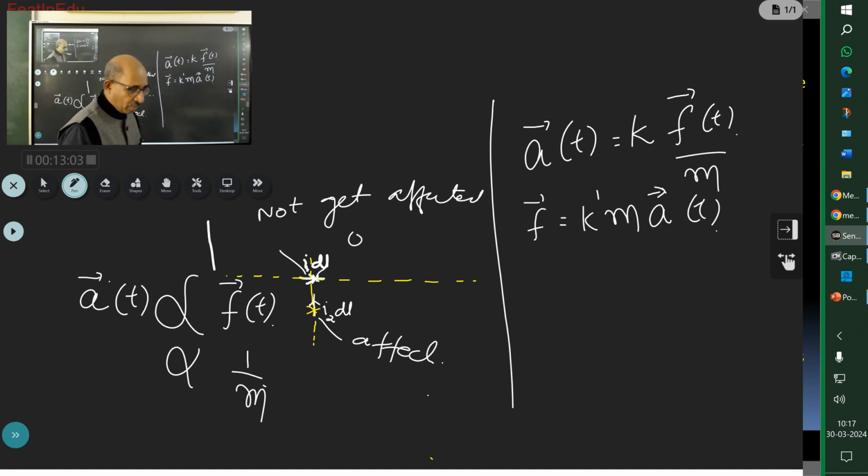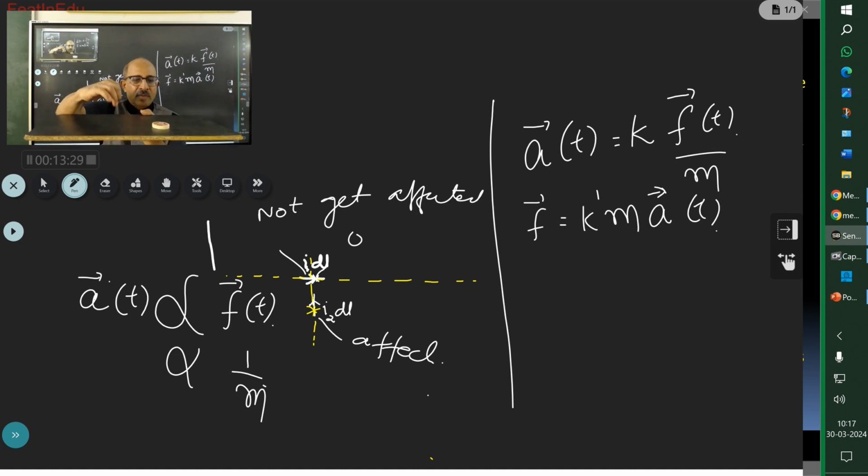He said, look, what you have to do. You take a body of mass m on a smooth surface, right? And then you apply force.